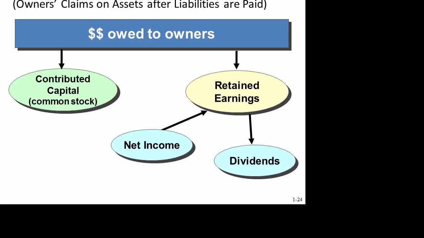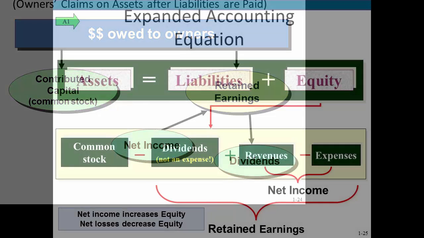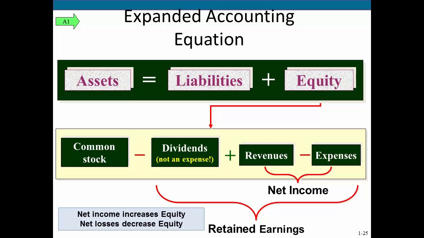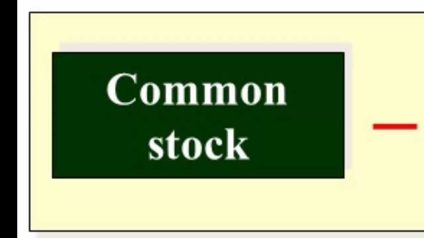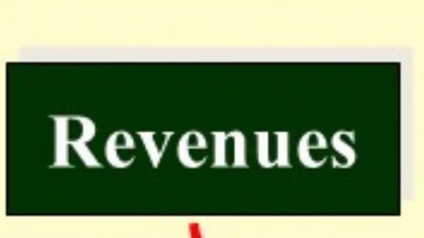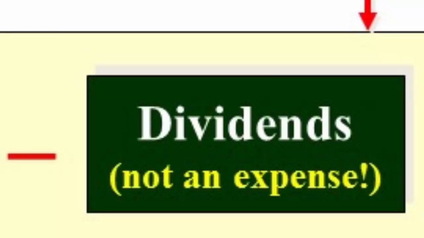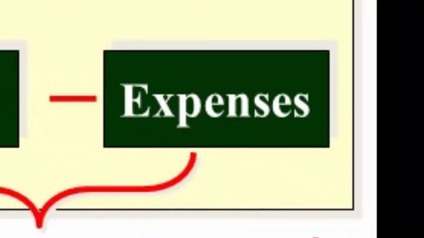Four types of events affect equity. For the purposes of telling our accounting story, we will describe those events using the following titles or accounts: common stock, dividends, revenues, and expenses. Equity is increased by owners' investments in the company through the purchase of common stock and by revenues. Equity decreases when the company pays dividends and incurs expenses.